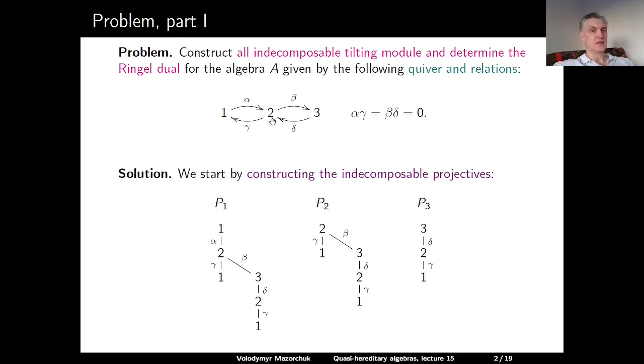Now P2. Starting from 2, we can go by gamma to 1, and then we stop because of the relation, or we can go by beta to 3. And then from 3 we can do exactly the same as we did in the construction of P3. And finally, the module P1: starting from 1, we can go by alpha to 2, and then starting from 2 we can do exactly what we did in the module P2. So here are our three projective modules.